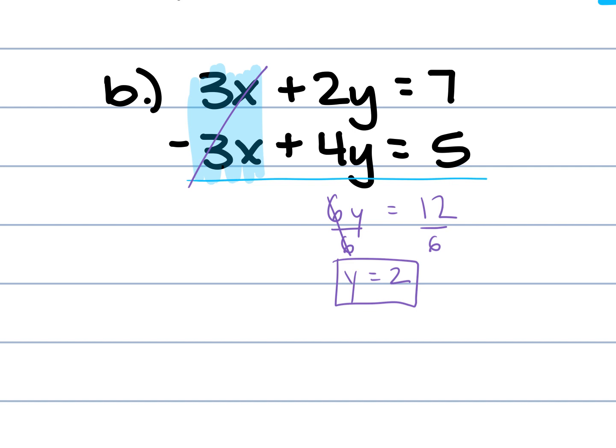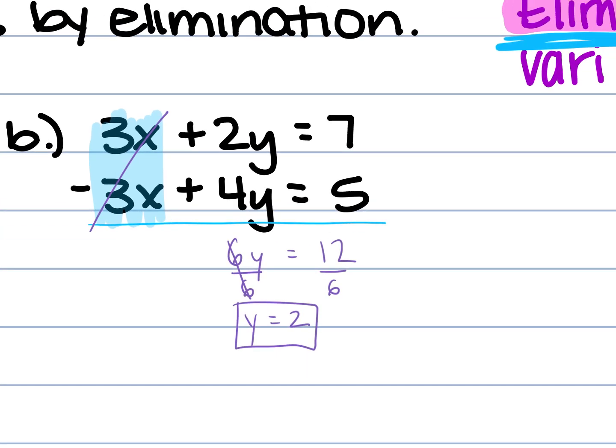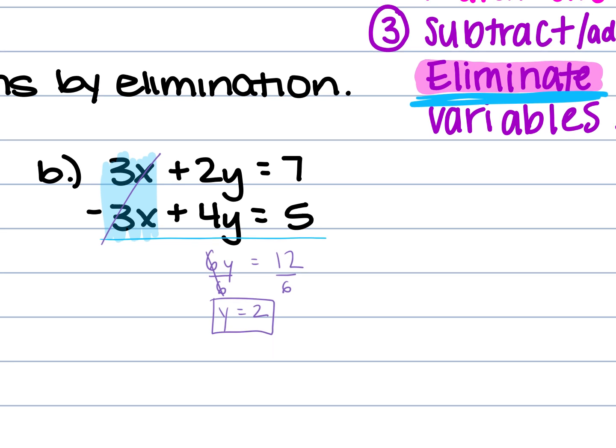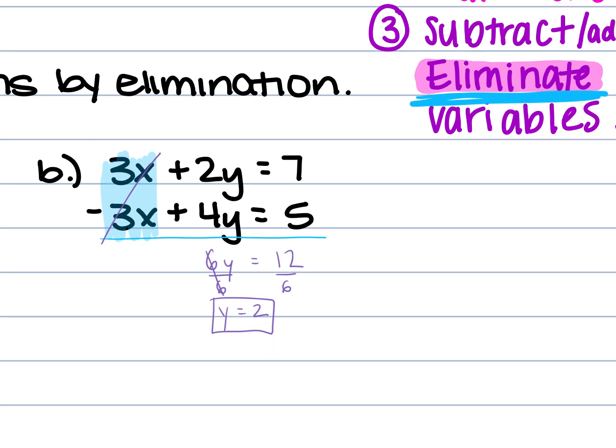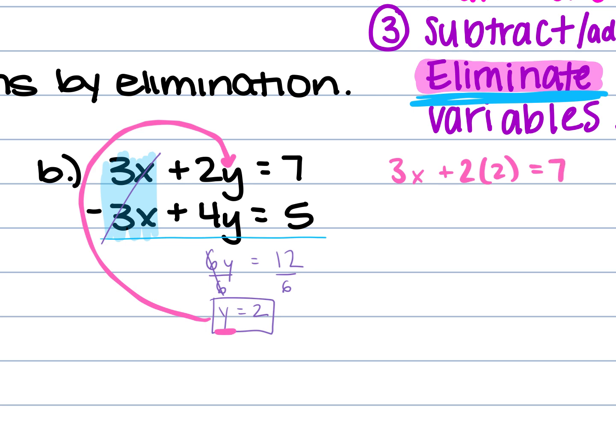How can I find another answer? How do I find my x? Plug in 2 into the y. Perfect. Plug in 2 into the y's. Which equation do you want to plug it into, the first or the second? First. It doesn't matter. You can plug it into either one, but just make sure you're plugging it into the correct variable. So I got to plug it into the y. So I have 3x plus 2 times 2, because I'm plugging in 2 for y, is equal to 7.